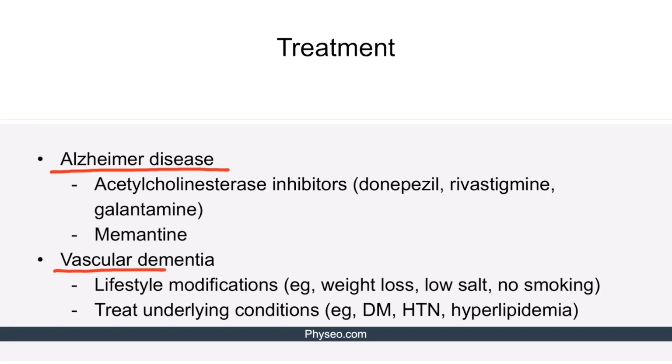In terms of vascular dementia, patients typically are advised to modify their lifestyle, including weight loss, consuming a low-salt diet, and quitting smoking. Furthermore, they should treat the underlying risk factors such as diabetes mellitus, hypertension, and hyperlipidemia.